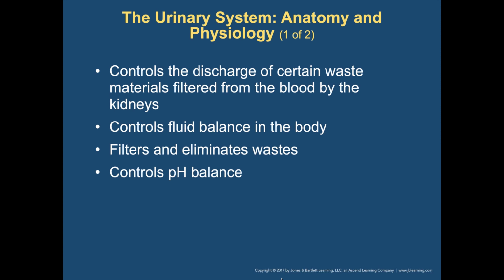The urinary system, we're getting pretty close to the end, guys. The urinary system controls the discharge of certain waste materials filtered from the blood by the kidneys. Mostly it's going to be things like ammonia, some of your acids that raise your pH balance. That's what your kidneys clear out. You'll pee out certain nutrients, different things like potassium, any unused vitamins. So if you take a whole bunch of multivitamins and stuff like that, or supplements that you don't use, you just pee it out, right?